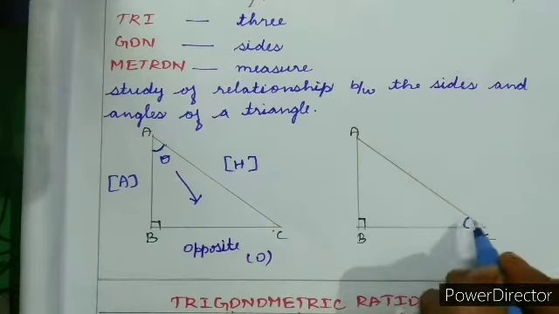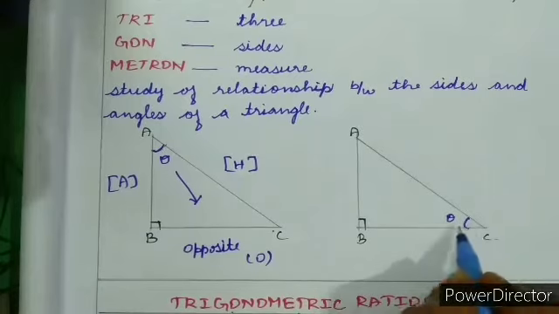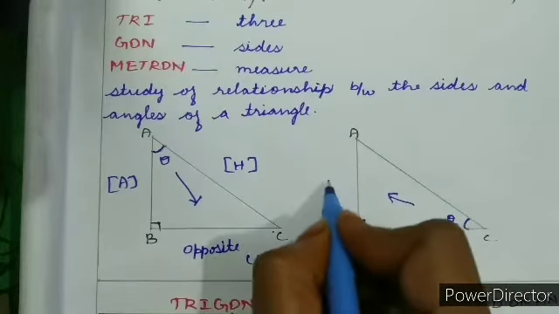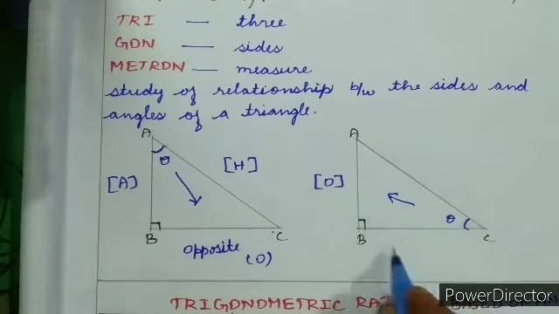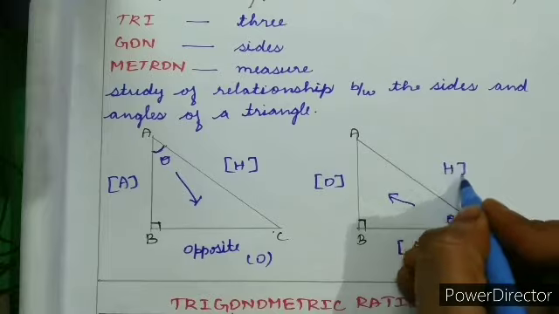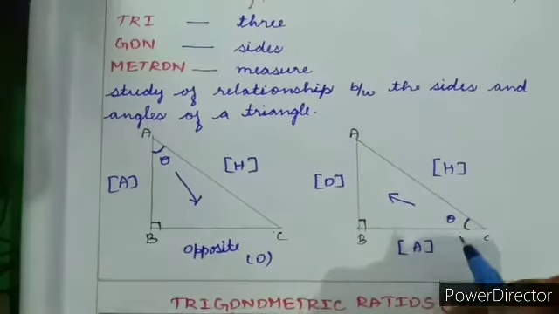Suppose we are considering angle C. For angle C, the side which is opposite to angle C is the opposite side, and BC will be the adjacent side, and as we know, this is the hypotenuse.